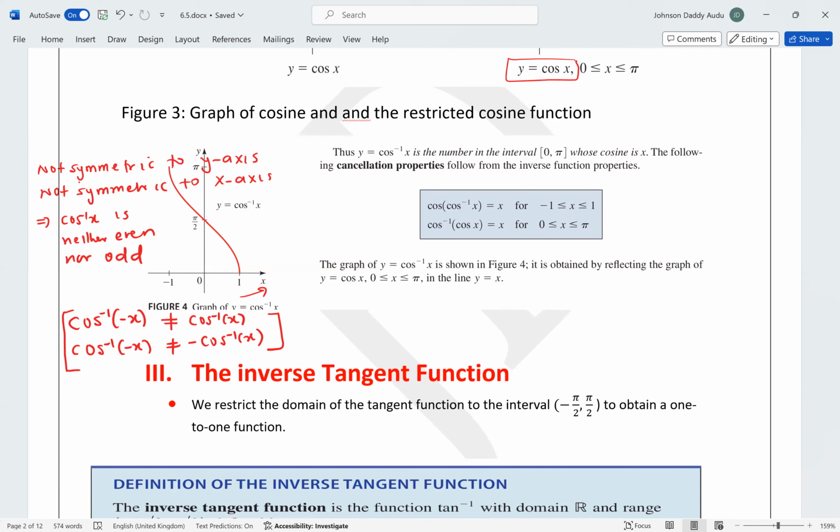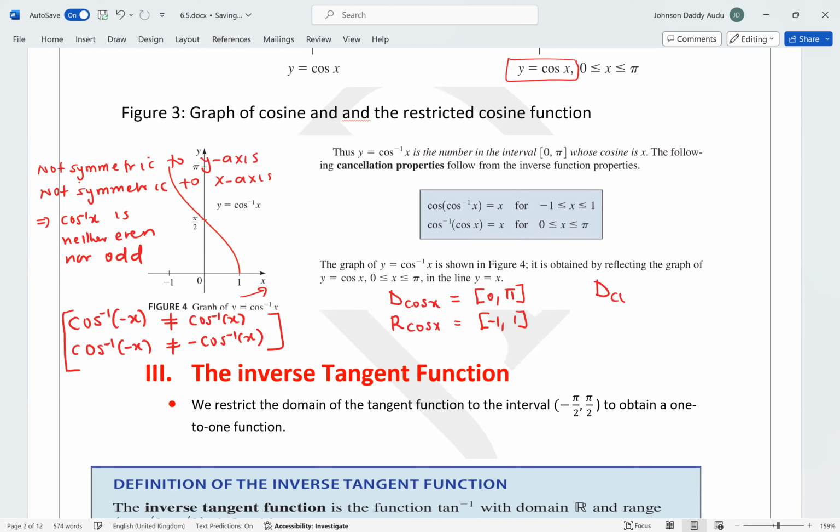So if you compose cosine and cosine inverse, your answer is going to be what? X. But where would this x come from? It's coming from the domain of cosine inverse. So if you have the domain of cosine, what is the domain of cosine? It's going to be 0 to pi. What is the range of cosine x? It's still going to be minus 1 to 1, right?